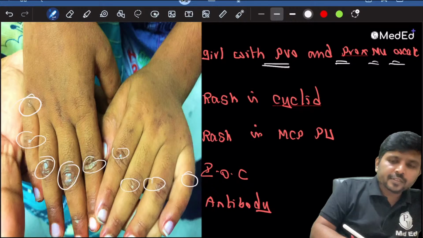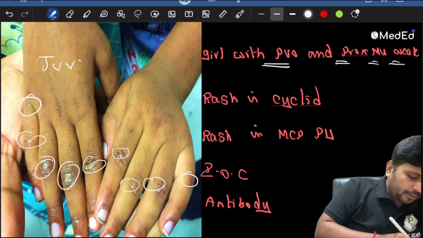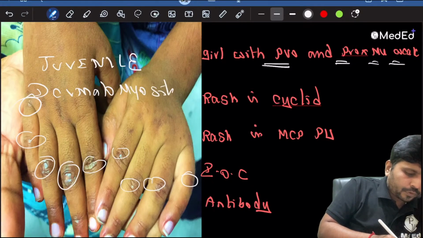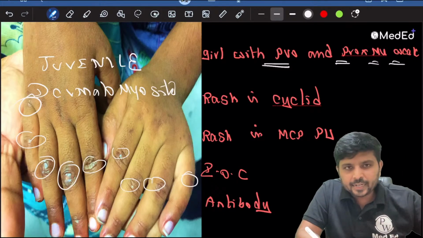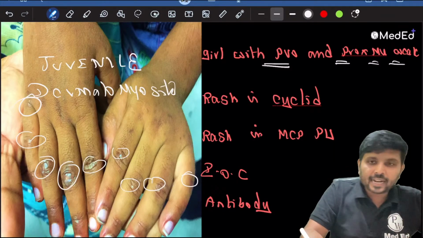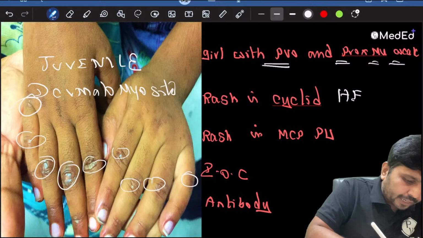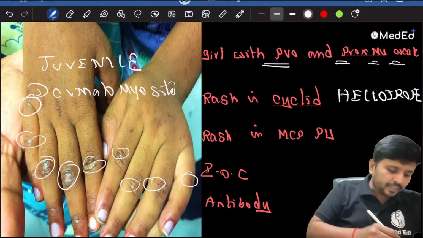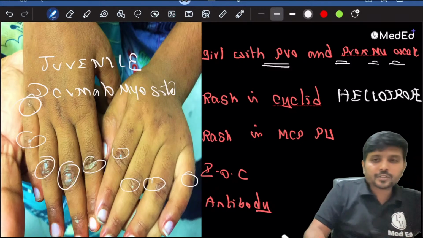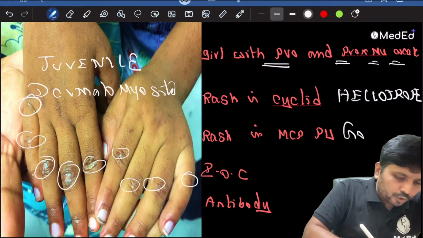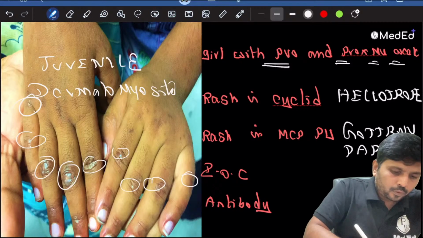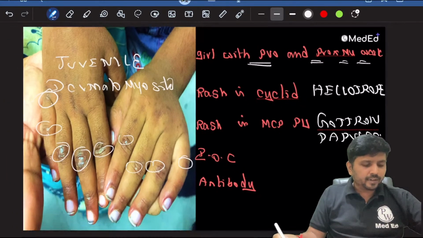Okay, so what is this? This is a case of juvenile dermatomyositis. The rash in the eyelid is called as what? The rash in the eyelid is called heliotrope rash. Whereas the rash over the metacarpophalangeal and proximal interphalangeal joints is called Gottron papules.